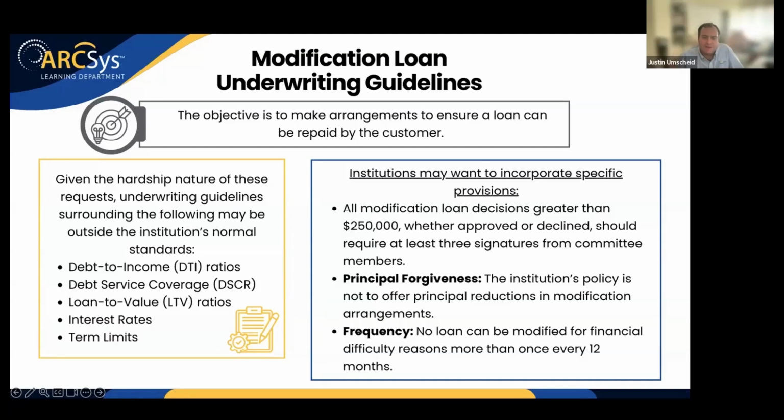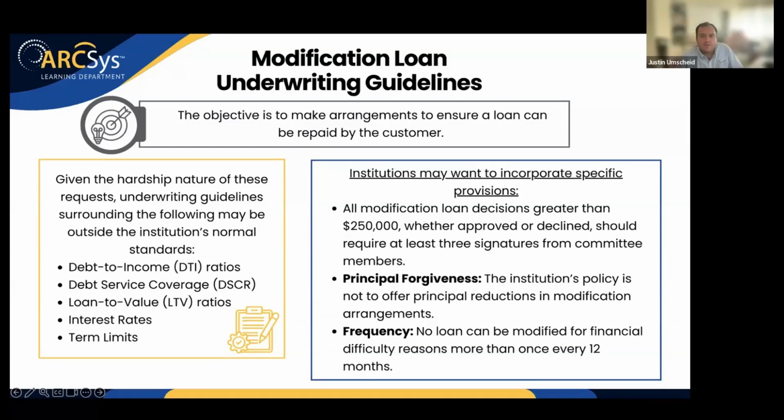Here are some of the things we've seen built into policies, just general examples, nothing you have to follow. Given the hardship nature of these requests, you're generally going to see exceptions to your underwriting, whether it's debt to income exceptions, debt service coverage ratio, loan to value, interest rate, or term limits. There's generally some sort of exception being made in order to modify the loan to make it more affordable for the borrower.